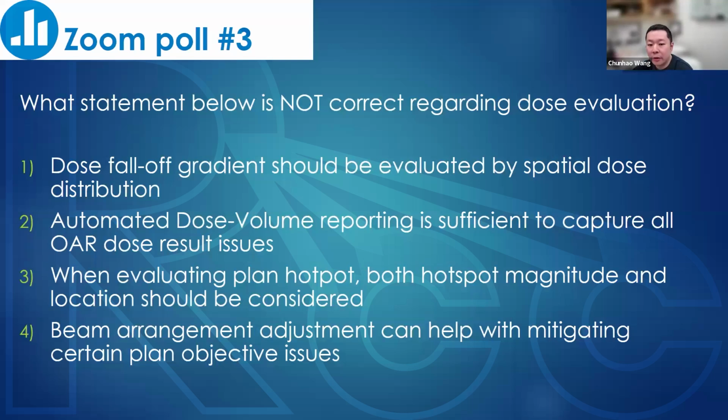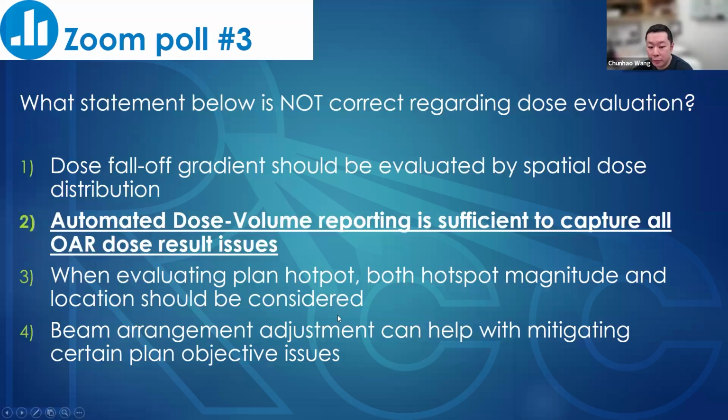So the answer should be 2, right? Automated dose volume reporting is solely based on the dose volume histogram. And we have to say that the dose volume histogram itself does not have spatial information. So we should always evaluate the spatial dose distribution in addition to the dose volume reporting.